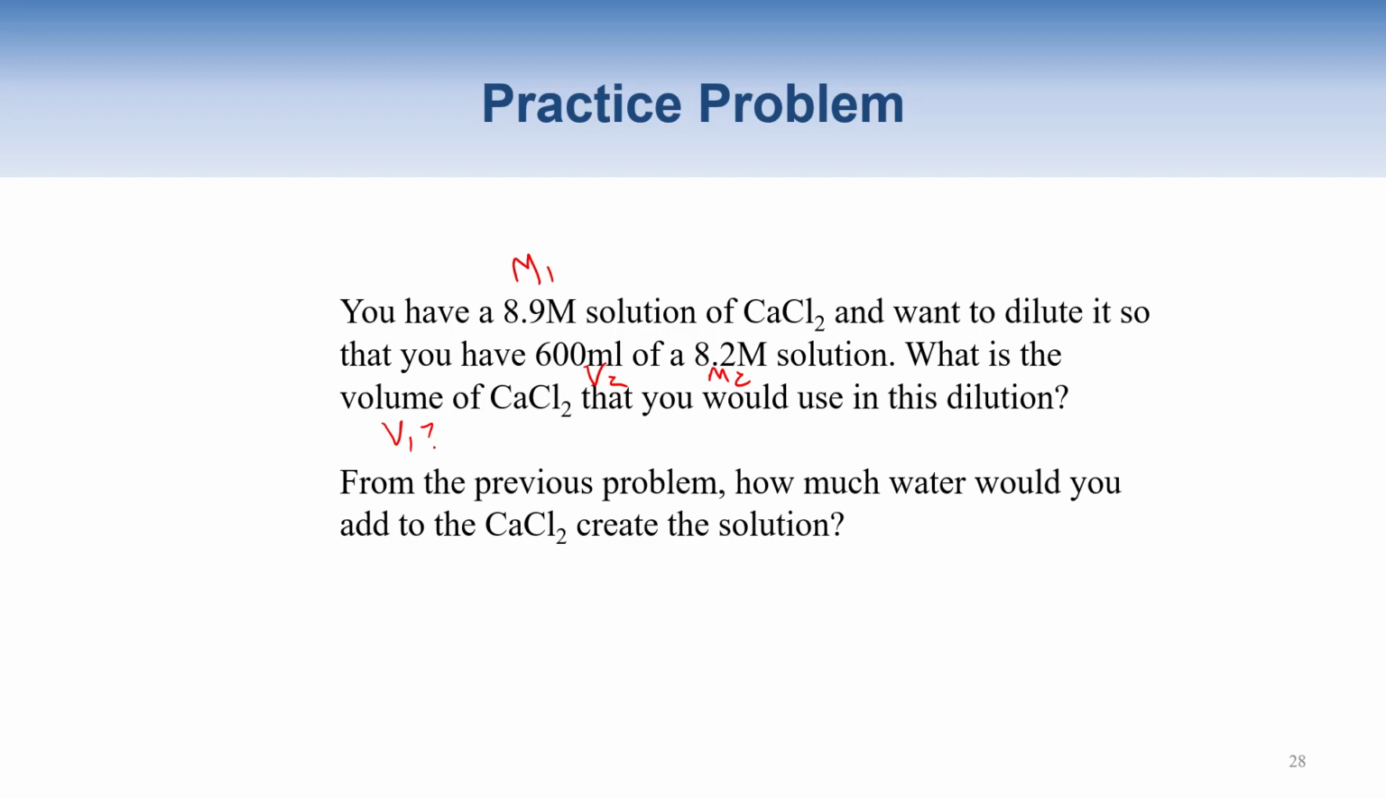So we do M1 V1 equals M2 V2. We're going to do 8.9x because we don't know what our V1 is. We're going to set that equal to the 8.2 times 600. 8.2 times 600 is 4,920.